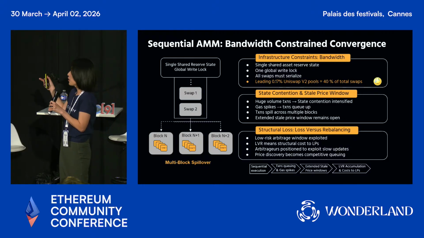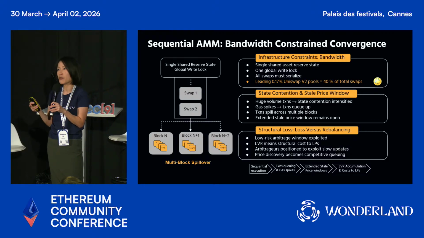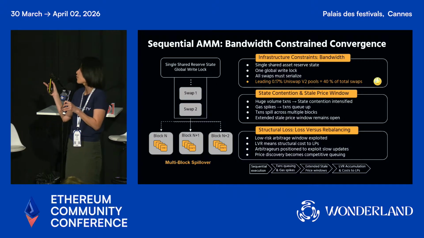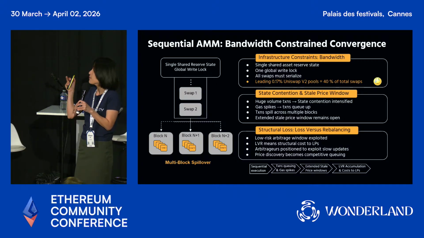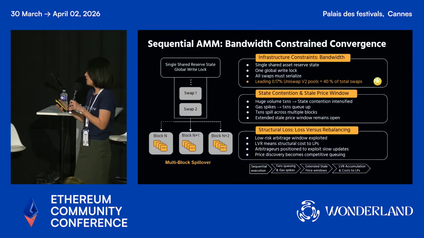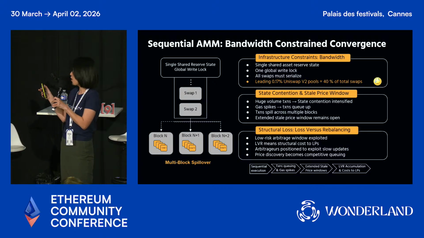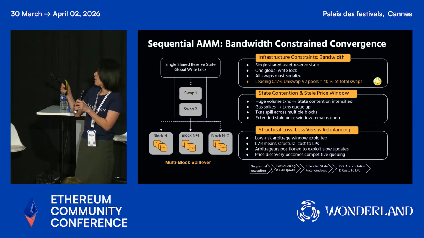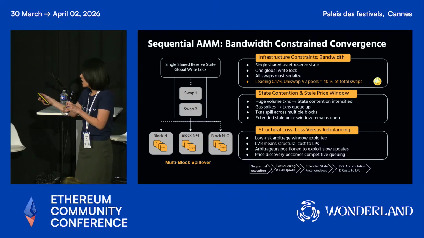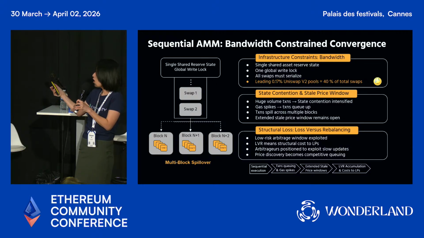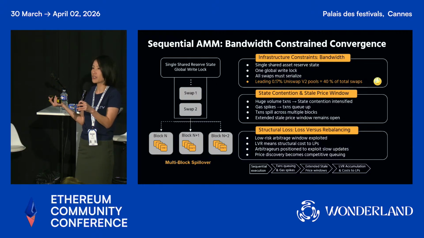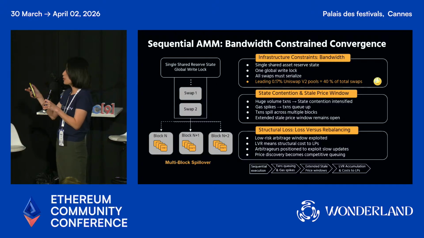Because we have this concept of loss versus rebalancing, also known as LVR. It is one form of MEV that extracts more value than all the other MEV forms combined. So it is a serious condition, and the extended time window just makes it worse. This low-risk arbitrage window will be exploited by those arbitrageurs. They're very well positioned to exploit these slow updates, and that causes structural costs to the LPs. LPs pay the bills, and arbitrageurs make the money.